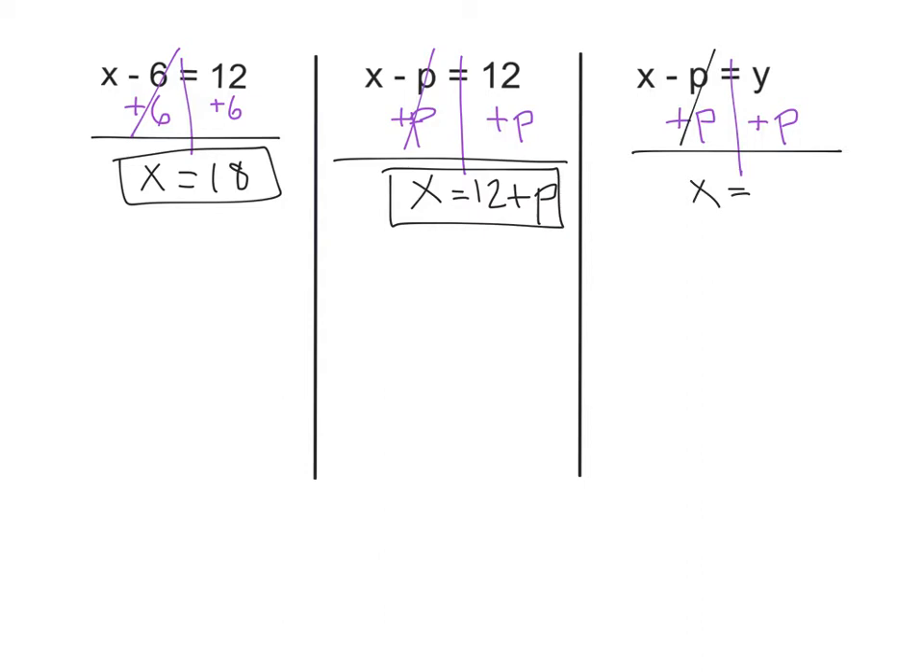Again, these are two different variables. They are not like terms. We cannot combine them into a multiplication situation. It is simply y plus p. People want to do more work than they need to in these problems very often. So again, y plus p.